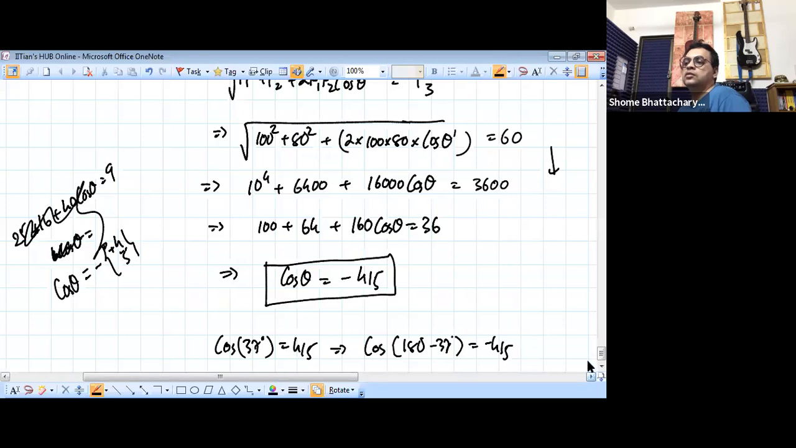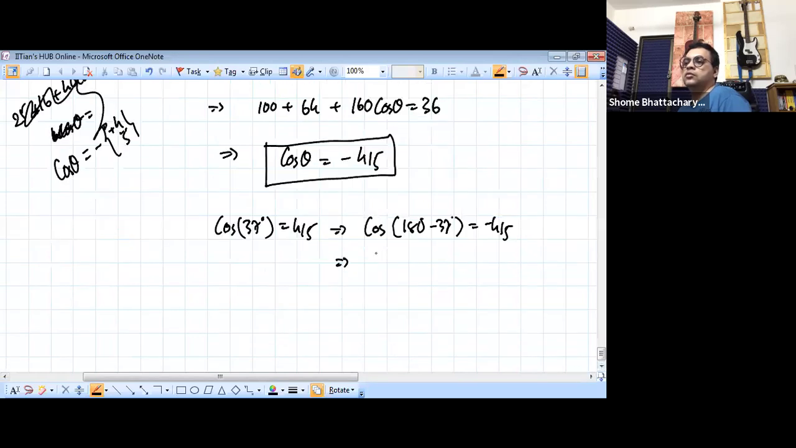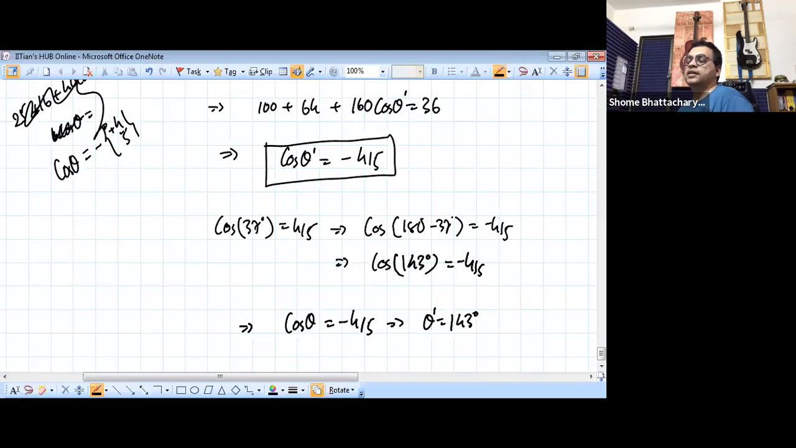Okay. Or cos of 143 degrees is minus 4/5. So cos theta is equal to minus 4/5 implies that theta is equal to 143. Only here it was theta prime. Okay, we should have taken this because theta was the angle between the other two.